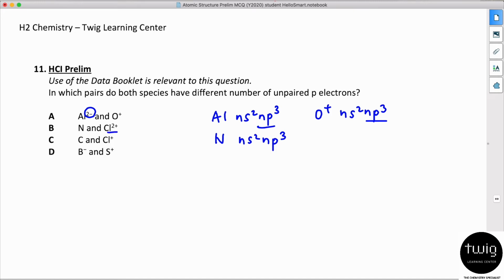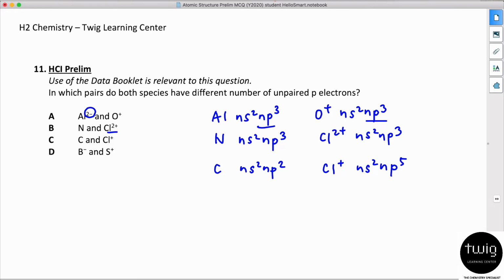Cl actually has 7 electrons, but since it's 2 plus, it now will also have 5 electrons in the outermost shell. So I think Cl2+ will also have the same configuration. And n always represents the outermost shell. Okay, let's look at carbon. Carbon is ns2 np2 because it has 4 electrons in the outermost shell. All right, so Cl plus, Cl first.